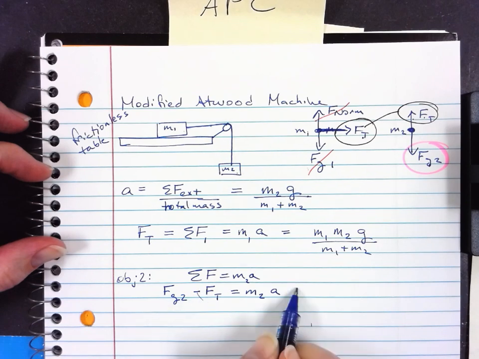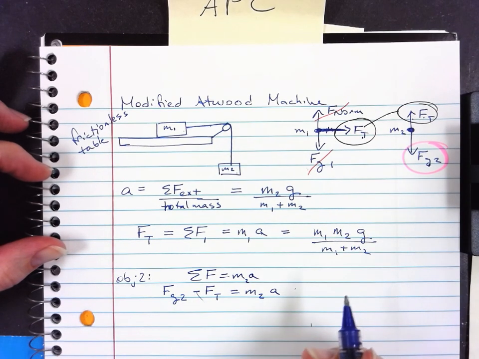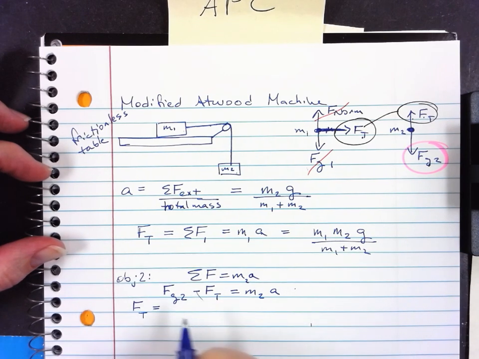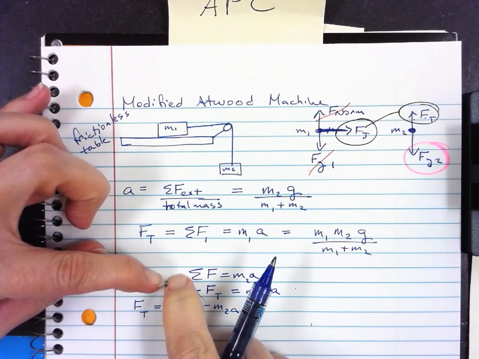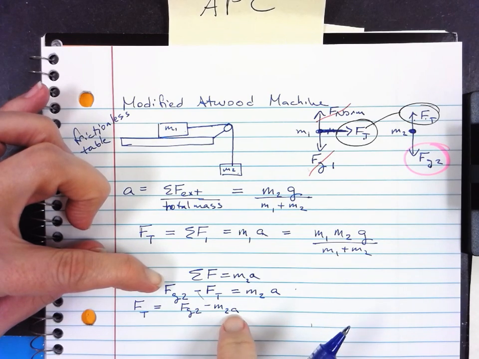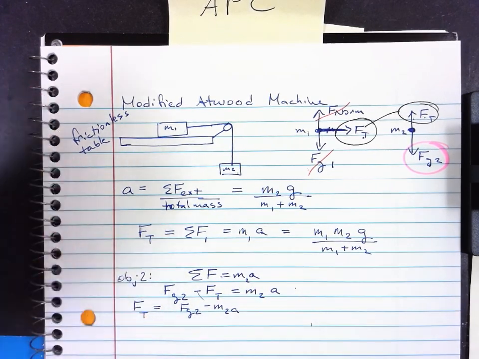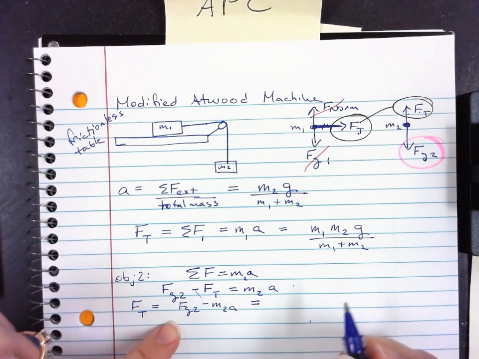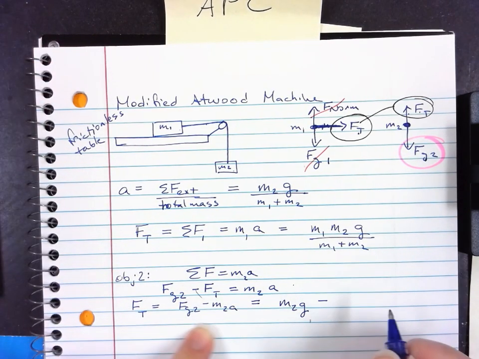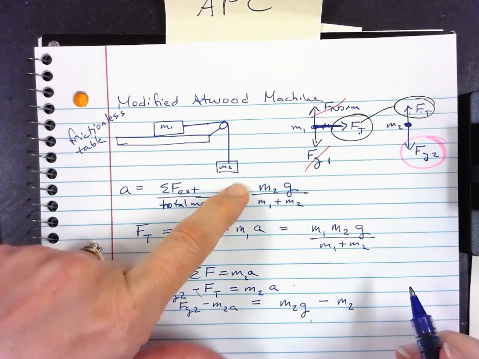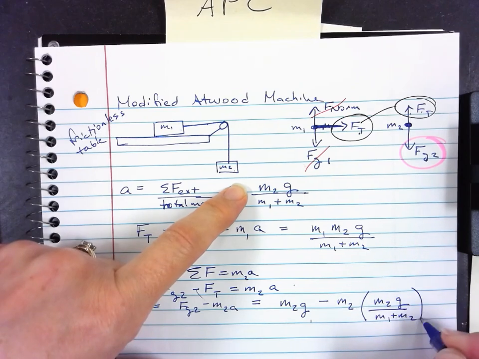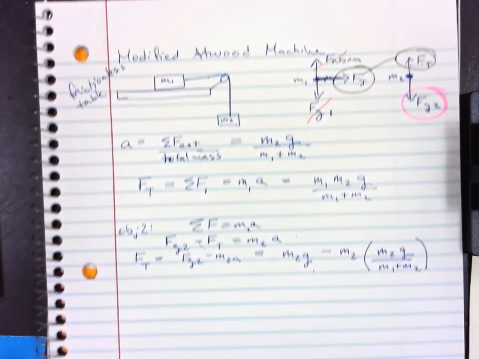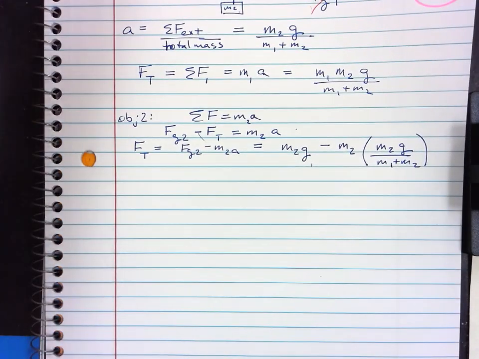So doing some algebra, add this over here, subtract this over here, and then change the order. You can deal with it. Ft equals Fg2 minus M2A. Again, I subtracted M2A over here, so Fg2 minus M2A, and then added Ft over here, and then I swapped the whole thing. So Fg2 is M2 times G minus M2A is back here, M2G over M1 plus M2. Okay, I'm sliding the book up. Yes, this is going to take a minute. You can handle it.